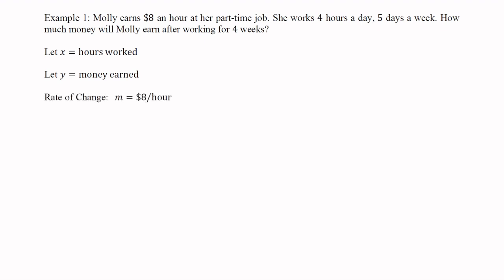So our rate of change is going to be $8 an hour. That is the rate at which she makes money, is at $8 per hour. And that does kind of key us into what y and x are, right? The money earned is dollars, and the hours worked is, of course, hours. Our starting value is $0. If she doesn't work at all, she starts with no money.